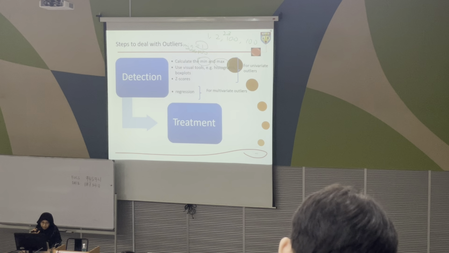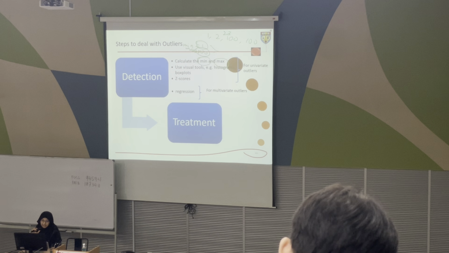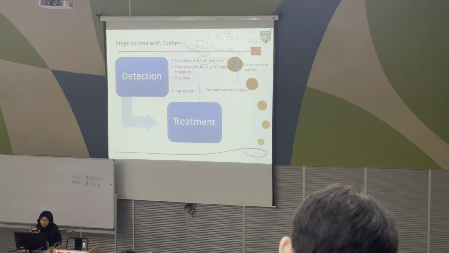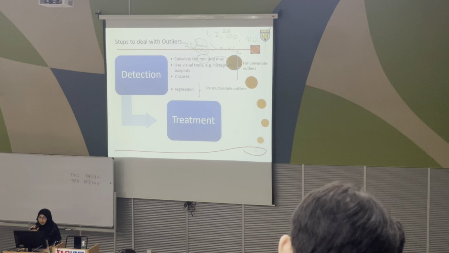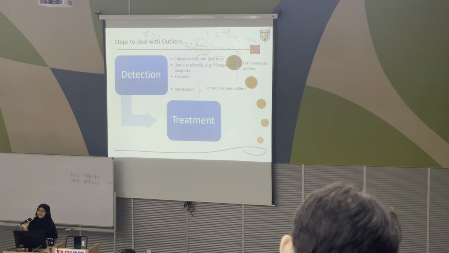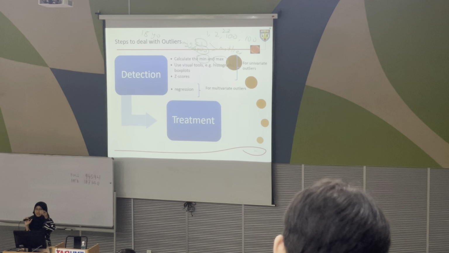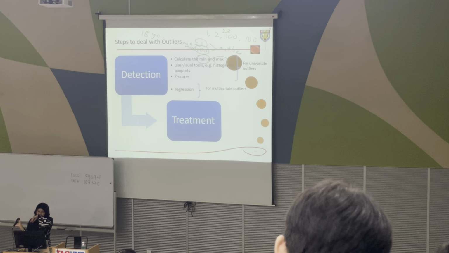The minimum value and also the maximum value is considered as outliers. The minimum age to take bachelor level is maybe 18 years old, right? And then extreme values, either lower or upper, are considered as outliers.